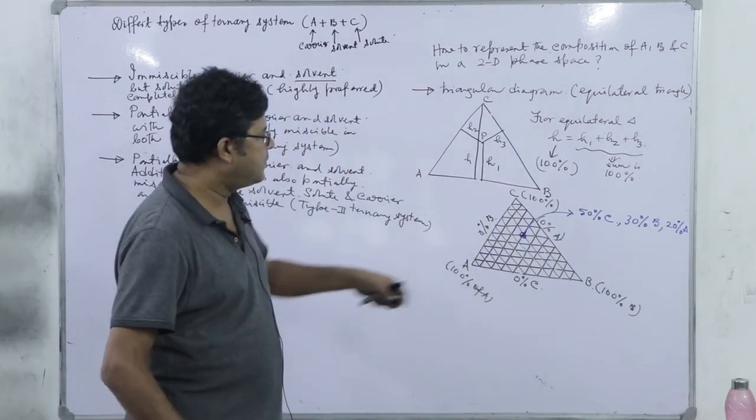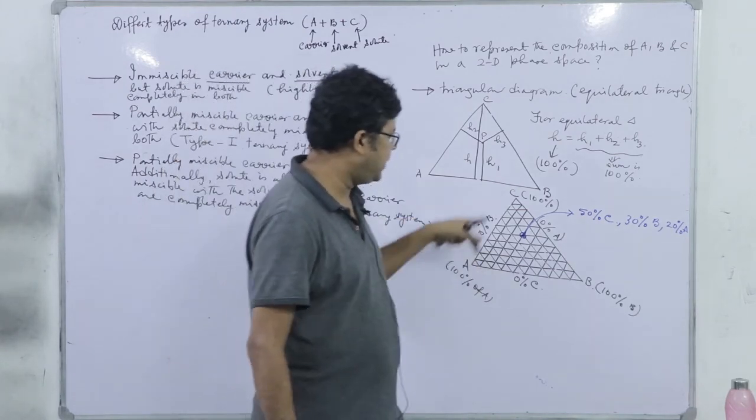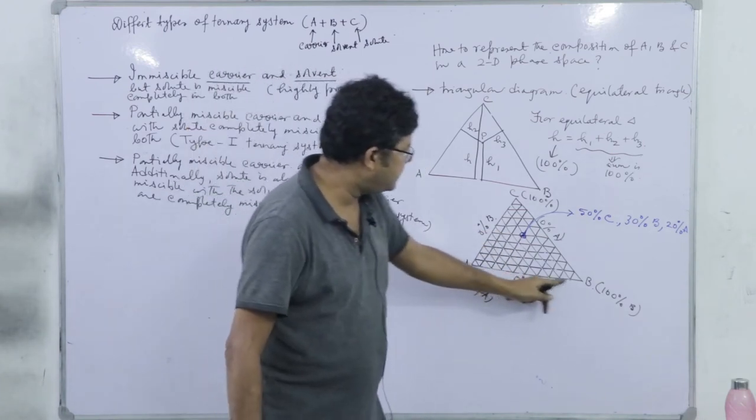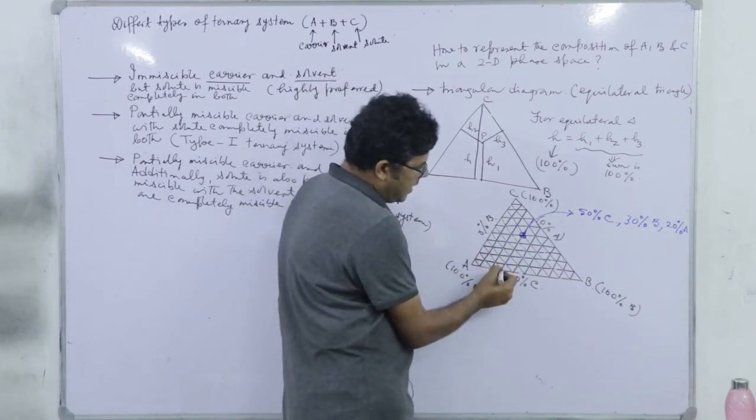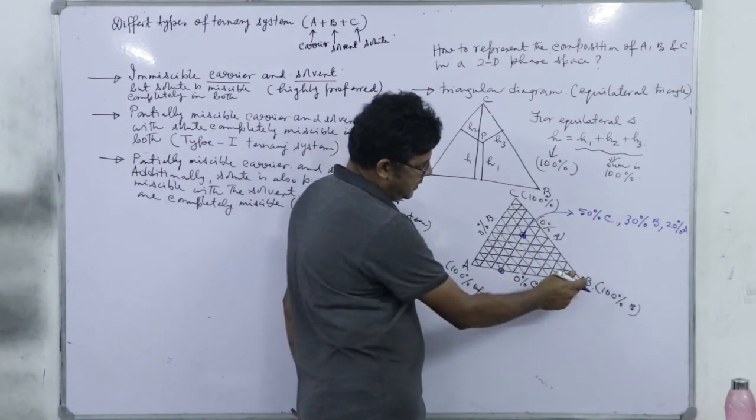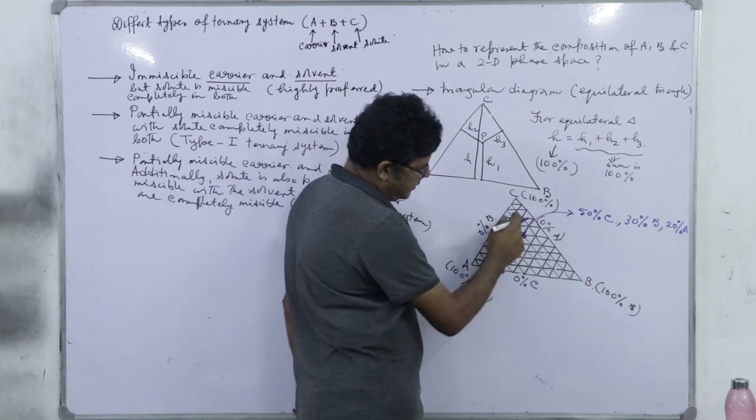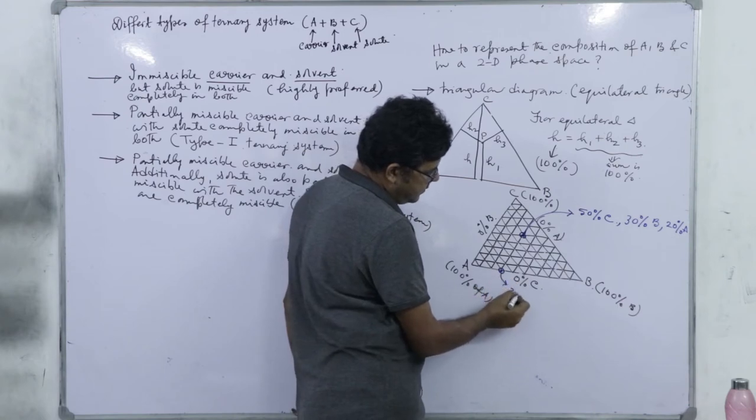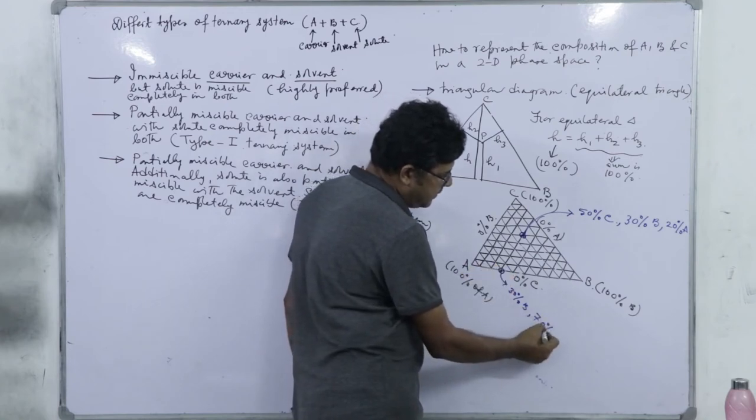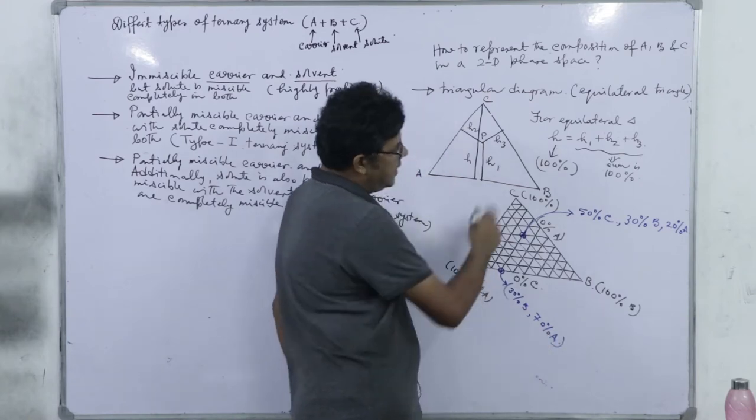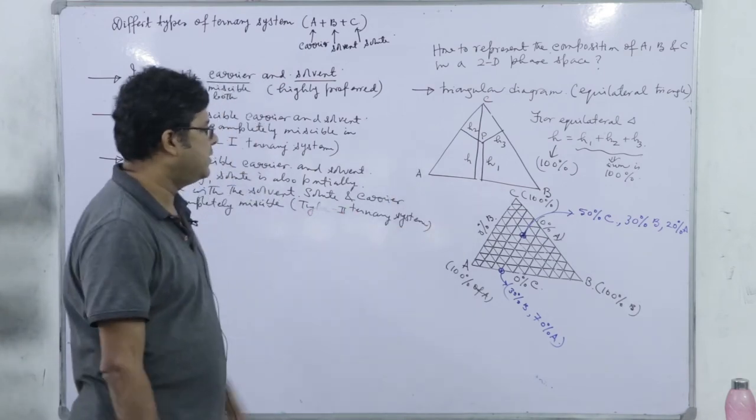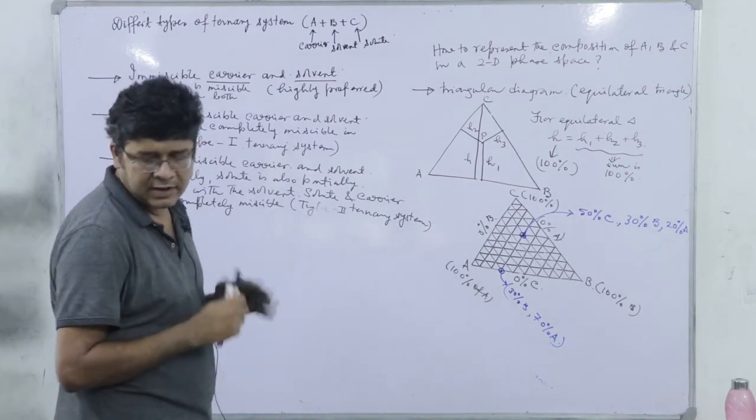Right. So similarly, any point inside this space, inside the triangle, represents a ternary system. The sides are 0% C. So if I have a point here, this is 100% B. So this is 10%, 20%, 30% B. And on this side, this is 70, 80, 90, so 70% A. And vertices are pure, that is 100% A, B and C. So one of the ways of representing this ternary system, as we have discussed, is a triangular diagram.